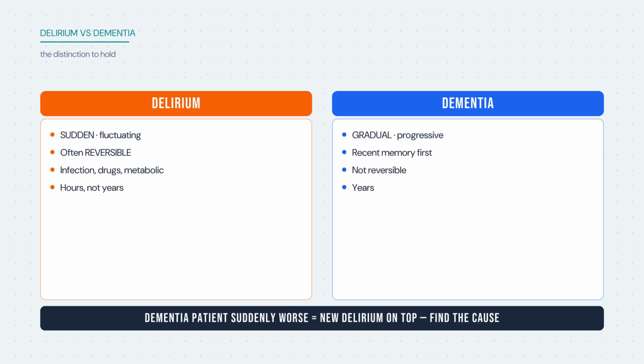The distinction to hold is delirium versus dementia. Delirium is sudden, fluctuating, and often reversible. An acute confusion from infection, drugs, or metabolic upset. Dementia is gradual and progressive. A patient with dementia who becomes suddenly, acutely worse is not just their dementia. They have a new delirium on top of it. And you go looking for the cause.